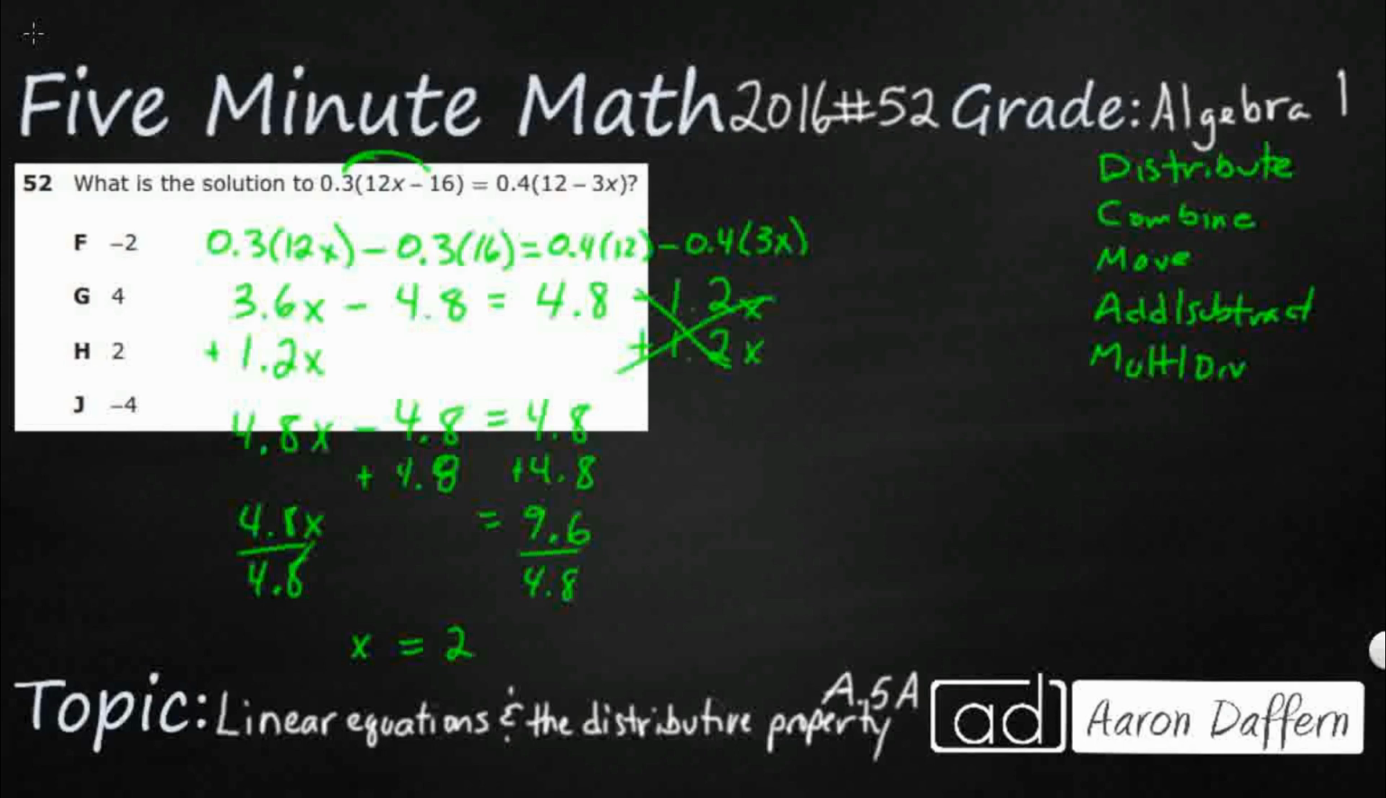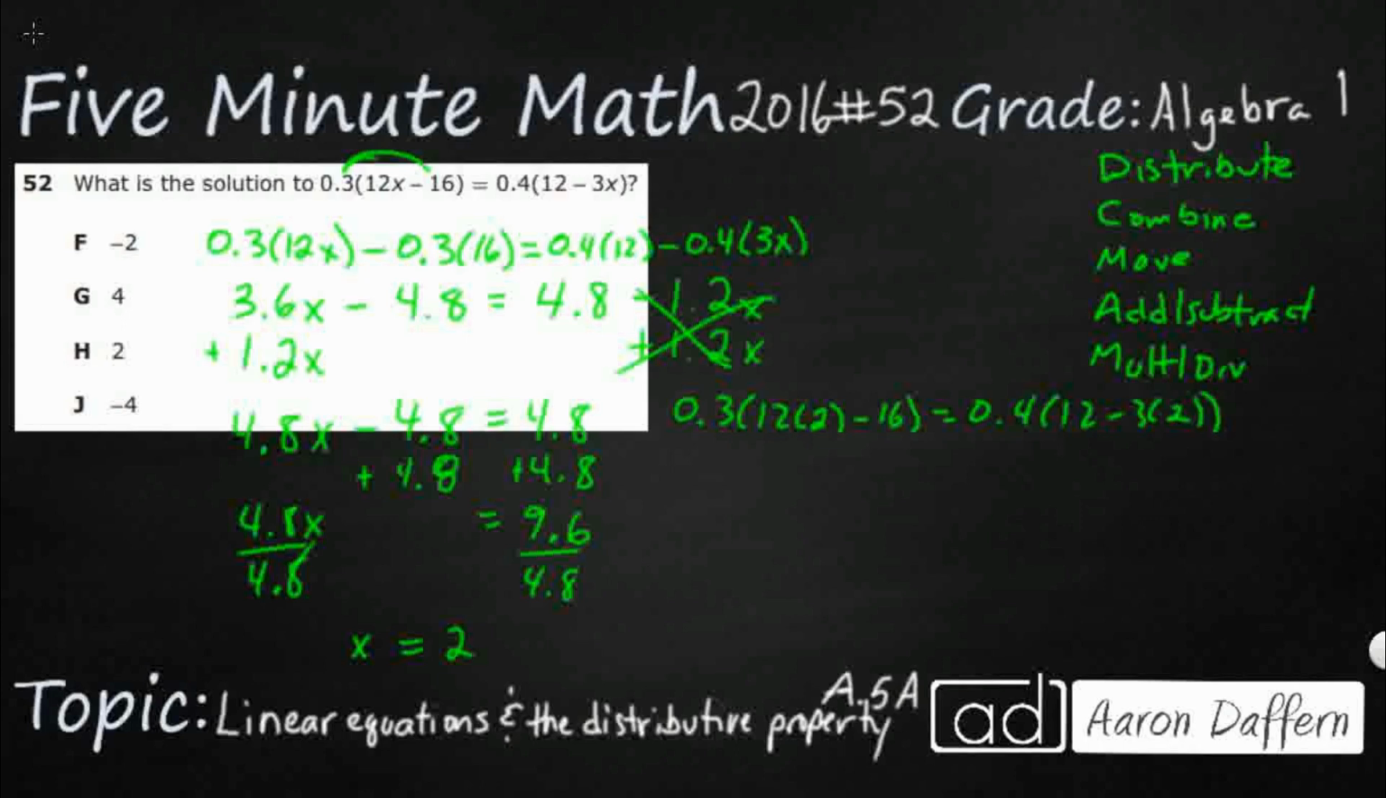Now that is an answer selection. How do we test that? Well, we plug it back in, right? So we say 0.3, 12x, we say x is 2, minus 16 equals 0.4, 12 minus 3x, and x is 2.